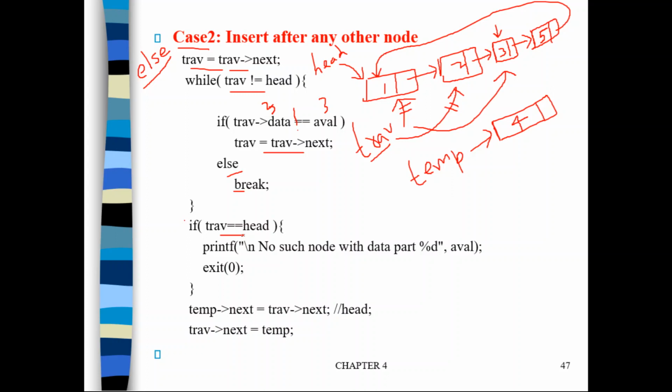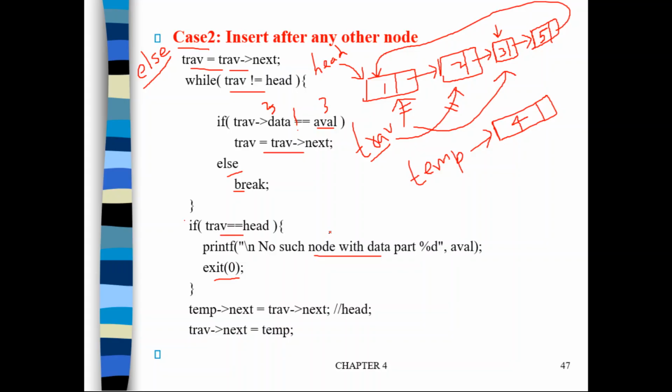If traverse equal to head, it means that you have gone through the entire list, but you are unable to find a node with that particular aval. So it means that you have to say that no such node with the data so and so exists, and exit. If that is not the case, then it means you found the node. In our case, we found the node. Traverse is this particular node, after which we want to add the new node. So what should be the logic?